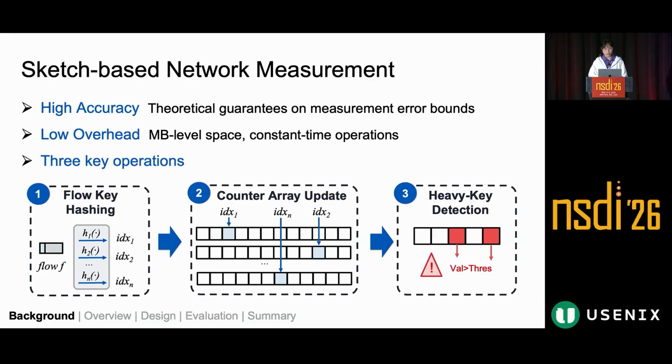A typical sketch has 3 steps. First, for each packet, it extracts a flow key and hashes it into one or more counter arrays. Second, it updates the corresponding counters. And third, the sketch uses these counters to detect heavy keys, such as heavy hitters, heavy changers, or flow-related attacks. These properties make sketches very suitable for programmable switches. However, deploying sketches on multi-pipeline switches is not as straightforward as on a single pipeline.